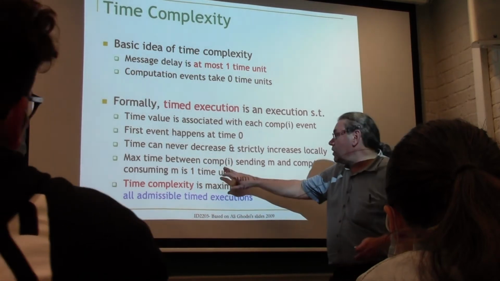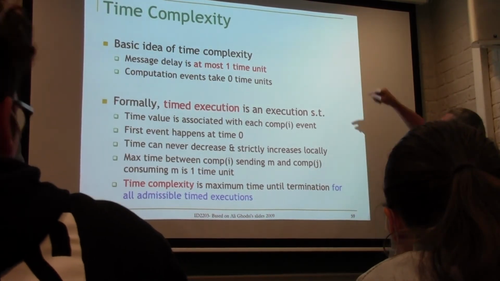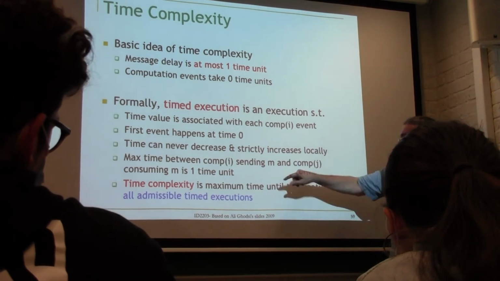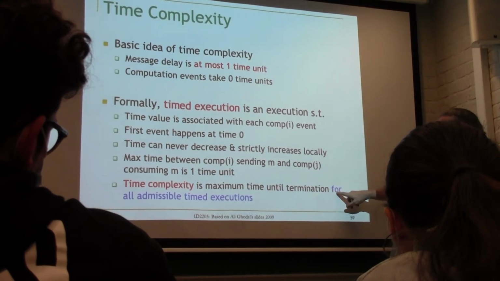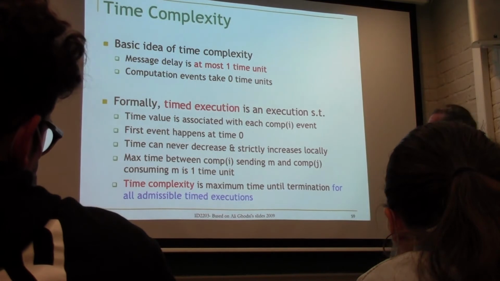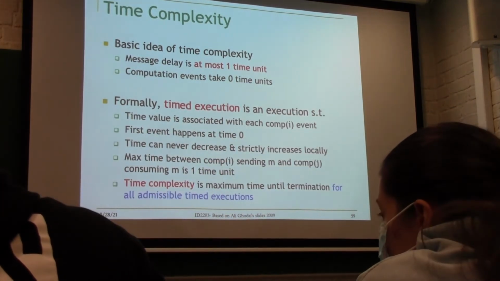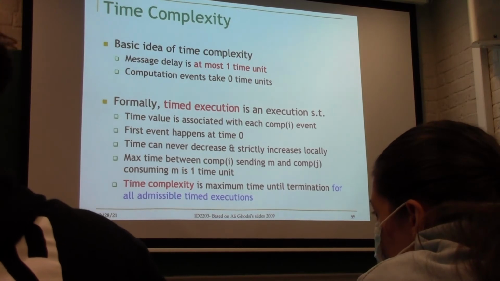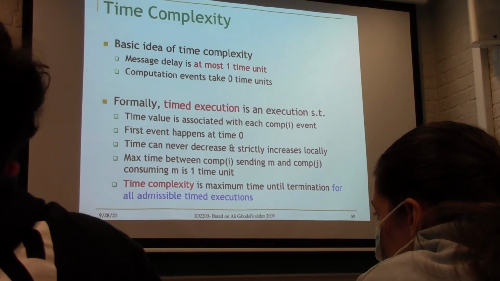So the maximum time between a message being sent and received is 1 unit, which we said here. So the time complexity again is a worst case, the maximum over all admissible executions. Okay? This is a kind of funny way of measuring time, but it's essentially tracking the longest sequence of messages.